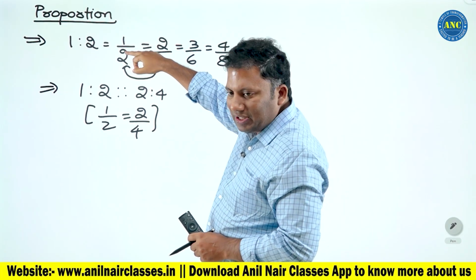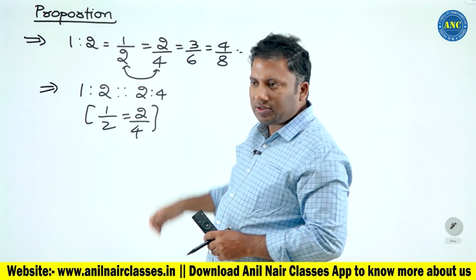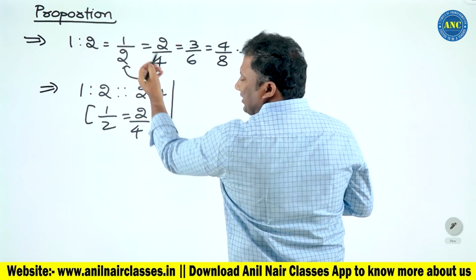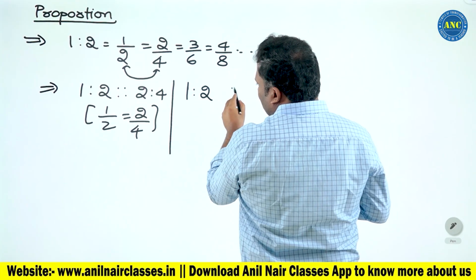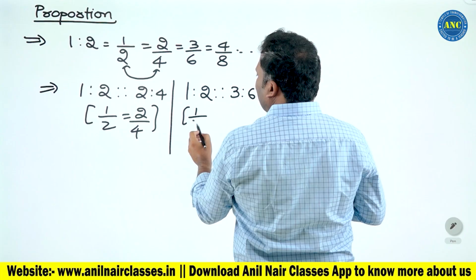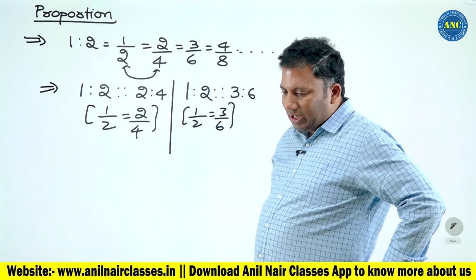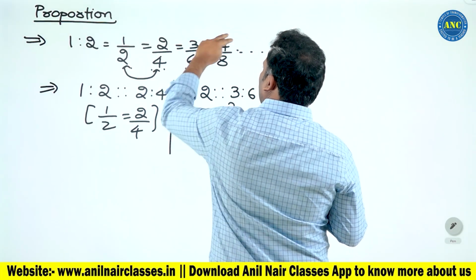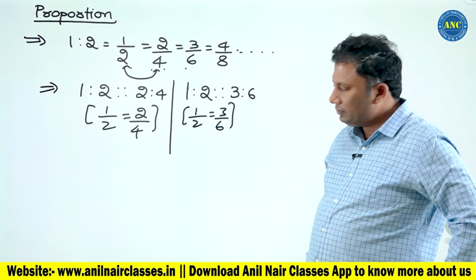2 ones are 2, 2 twos are 4. Numerator and denominator I multiplied by 2. 2/4. In fact, 1 threes are 3, 2 threes are 6. 1:2 is also proportional to 3:6. That means 1/2 is equivalent to 3/6. Any of these two are equal. Idea clear?